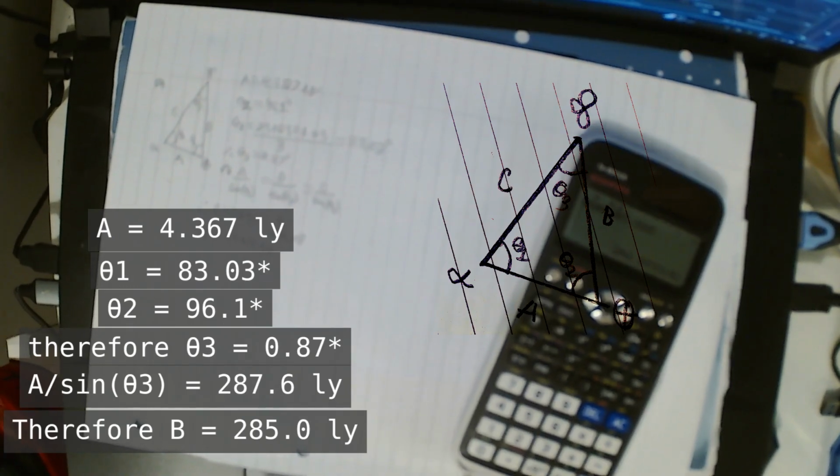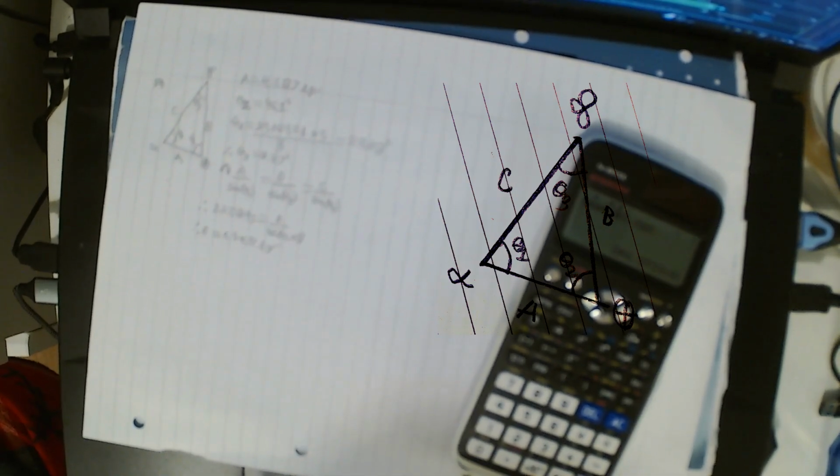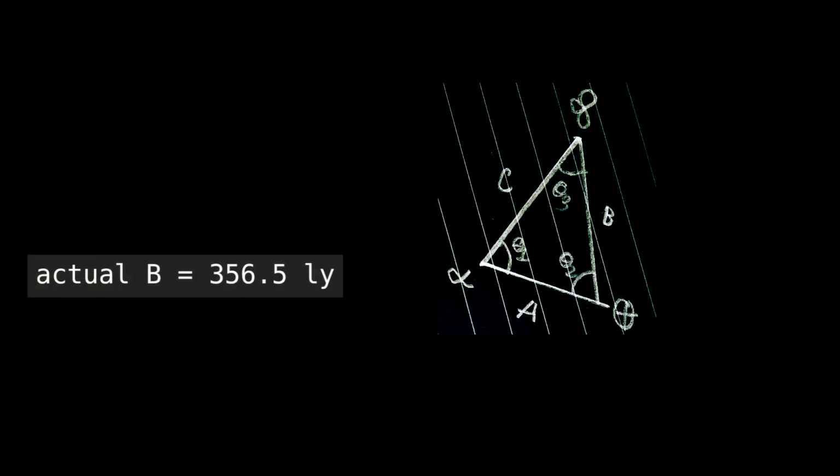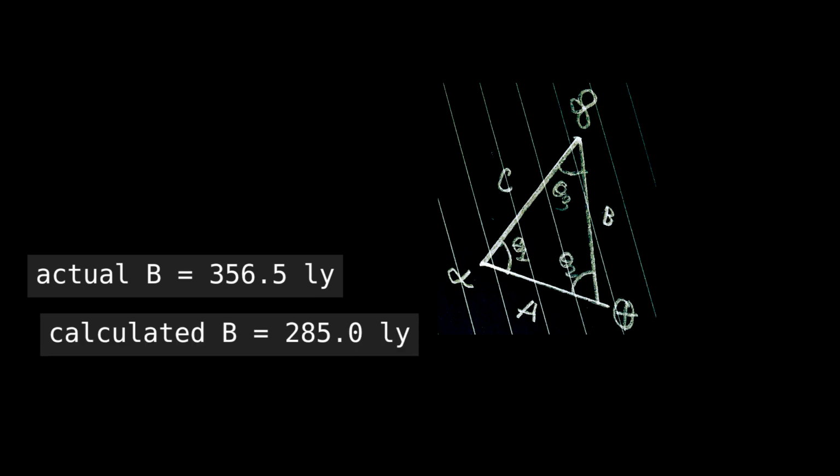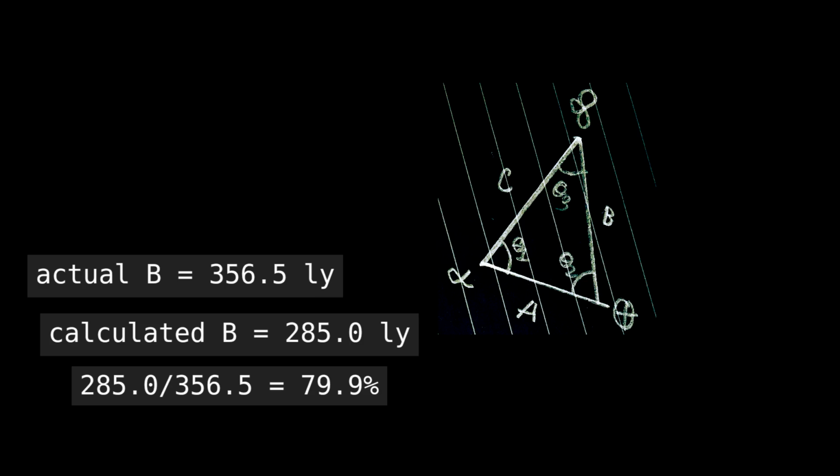Is that right? I don't think so. No, it's very, very different. Oh, Jesus. Yeah, that's not at all close. Right. So the expected length was about 356 light years. And what we measured was about 284.9 light years, which is about 80% of the expected value.